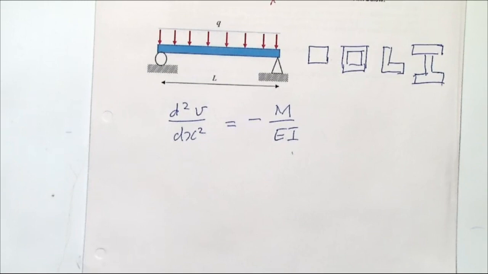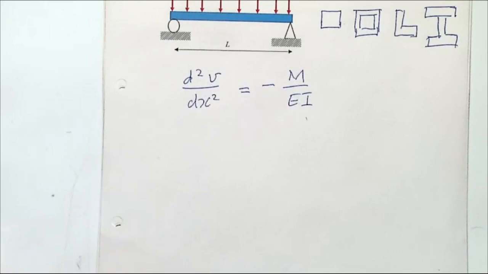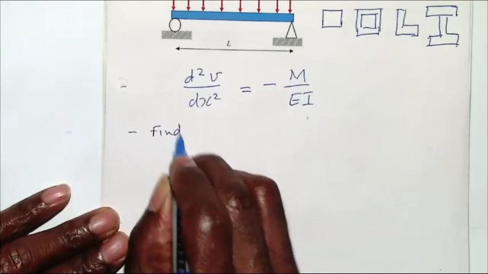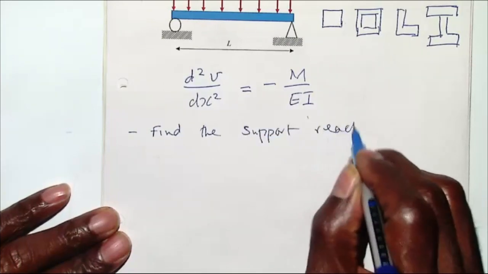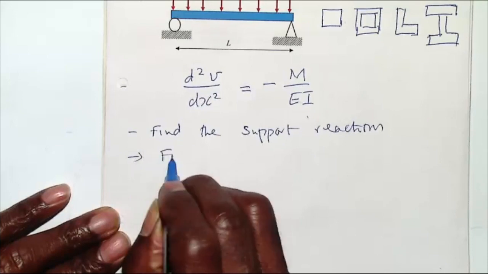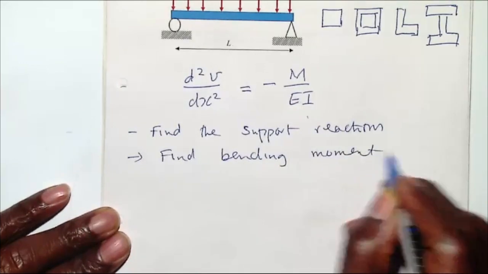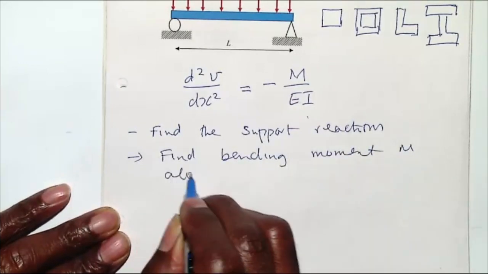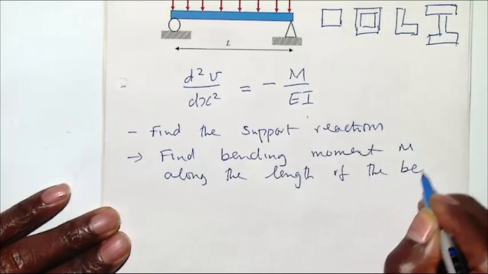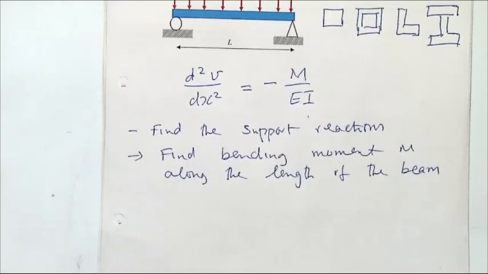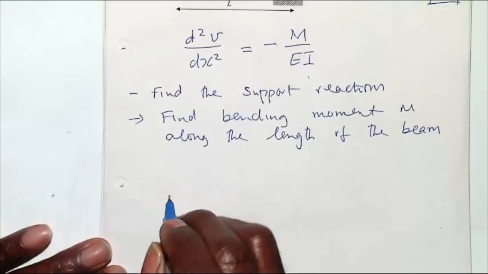So we're going to start from that. I know I cannot use this unless I know what the bending moment is. So that's where we're going to start from. We'll first find the support reactions, and then find the bending moment M along the length, which we've done now a few times, so I'm not going to go through how to do that. I will start with the first one, so it's very clear.